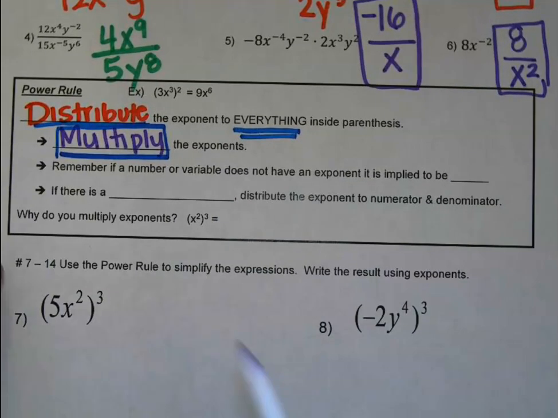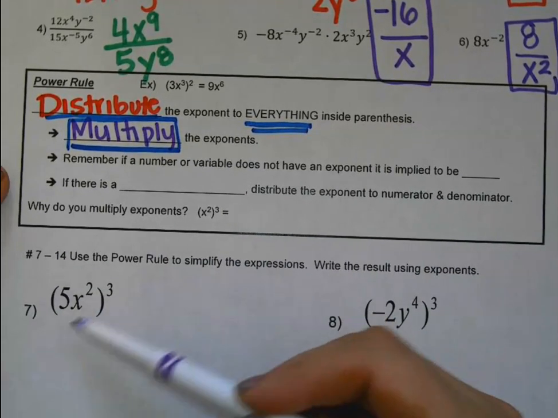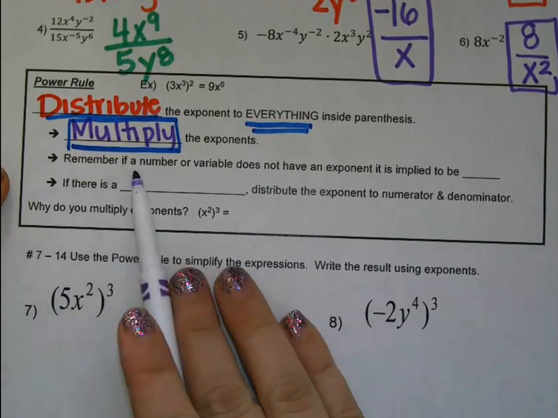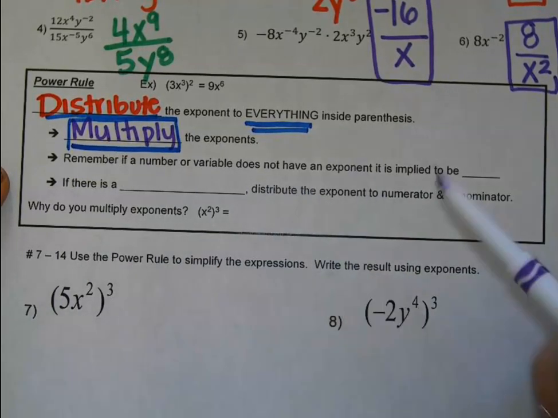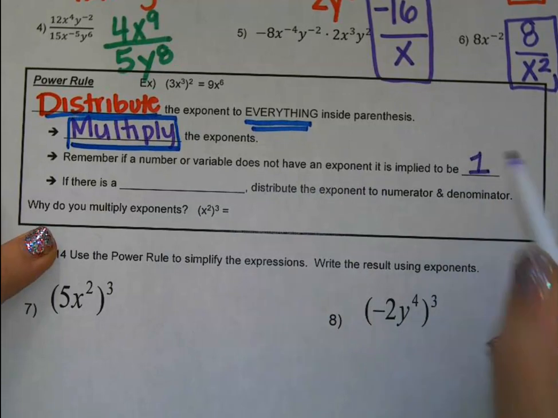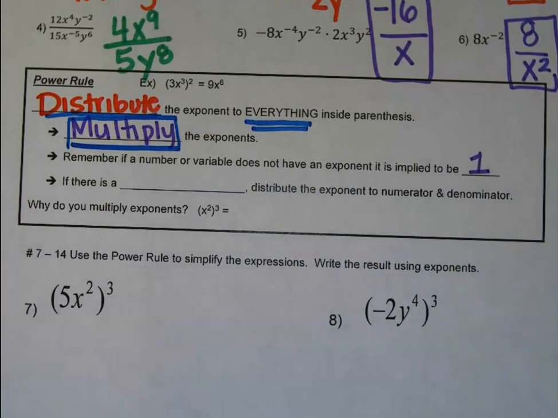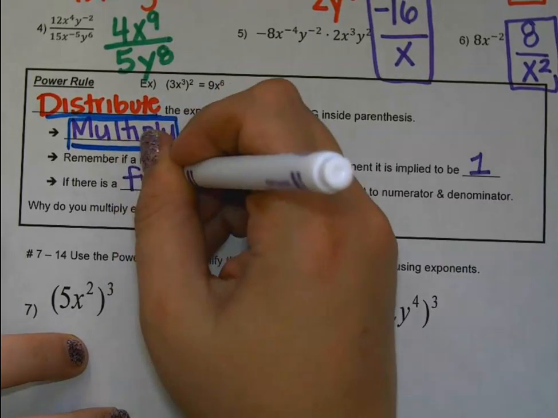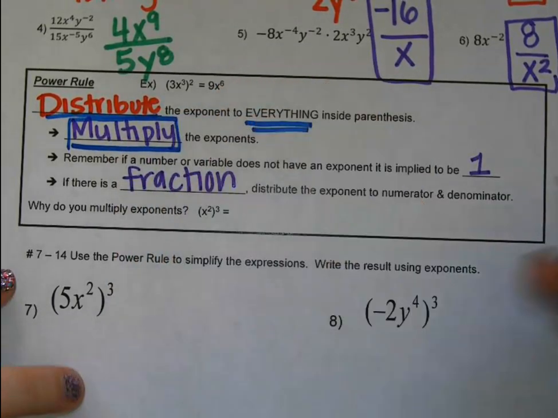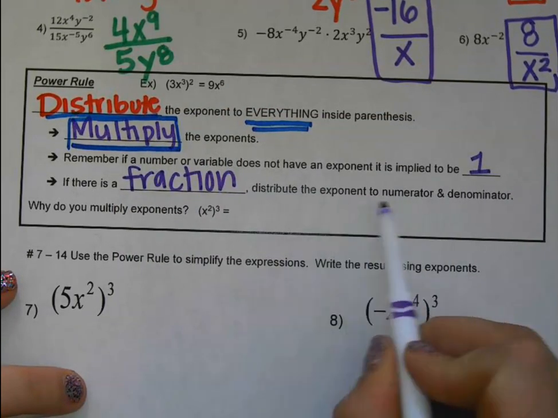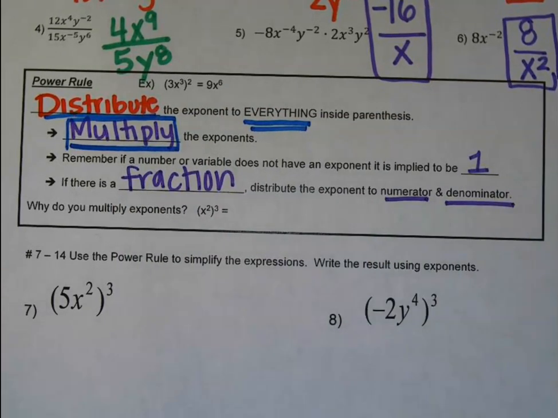Now, a couple things before we start with our example over here. Remember, if a number or variable does not have an exponent, remember everything has an exponent. If it doesn't have it, it's a 1. Also, if there is a fraction inside the parentheses, that exponent has to be distributed to the numerator and the denominator. The whole fraction has that exponent, that means. So we'll do one like that later on here.